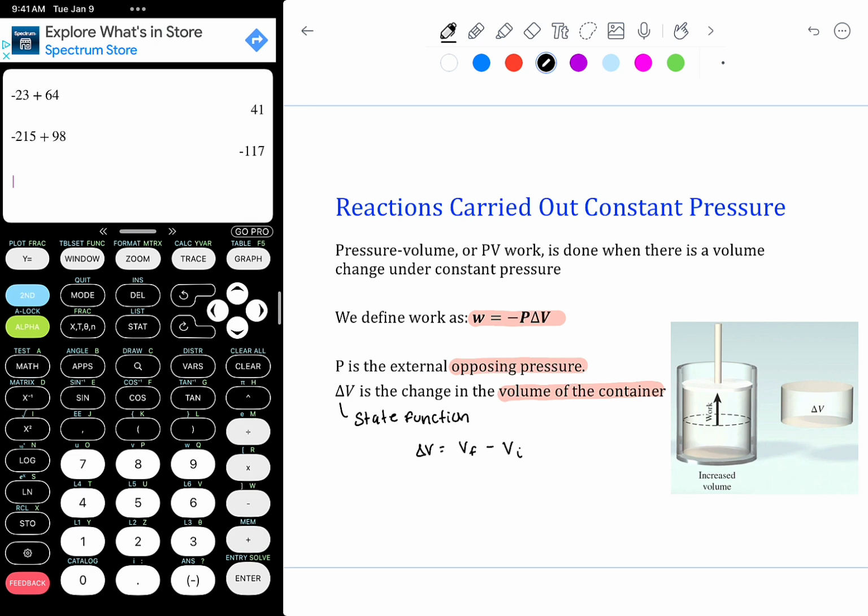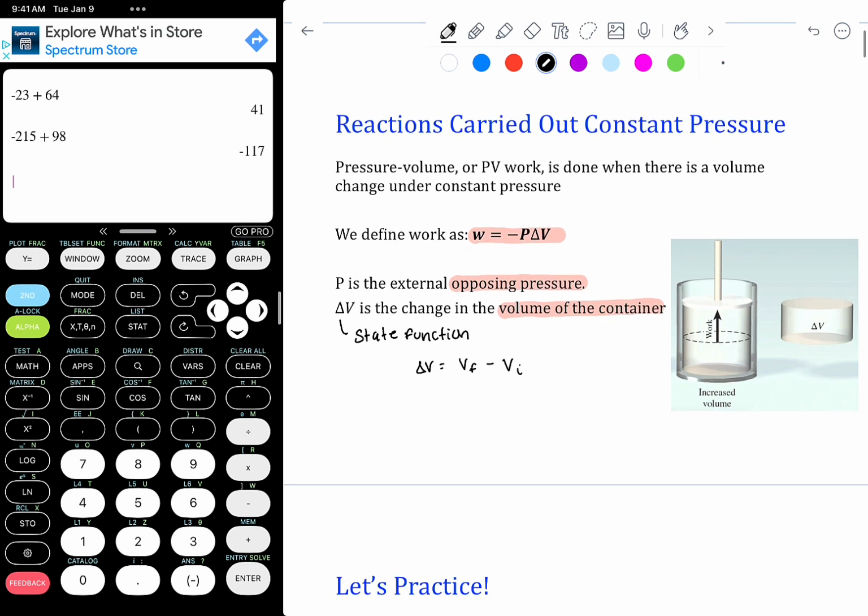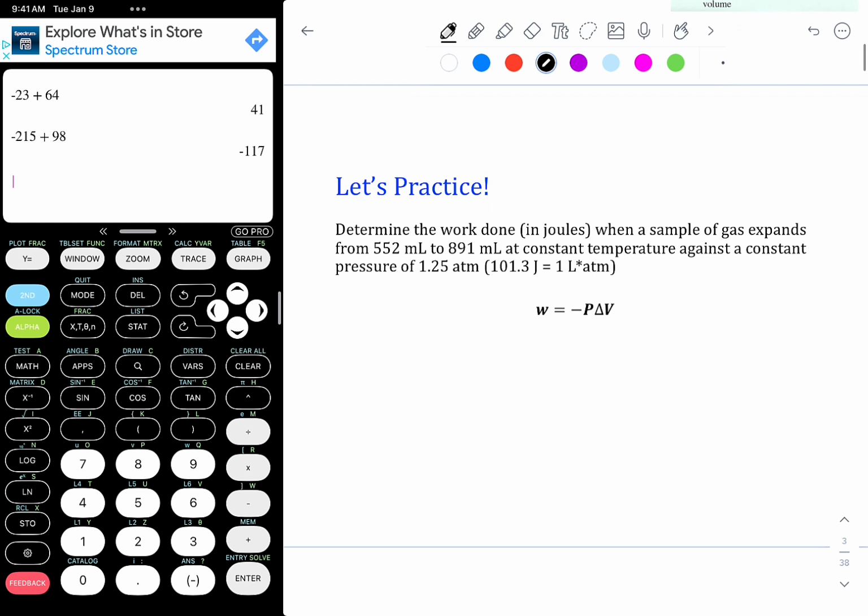If we know the change in the volume and we know the opposing pressure, then we can find the work that's being done to cause that change in the volume. Let's look at a practice problem where we can do just that. Here we want to determine the work done in joules when a sample of gas expands from 552 milliliters to 891 milliliters at constant temperature against a constant pressure of 1.25 atm.